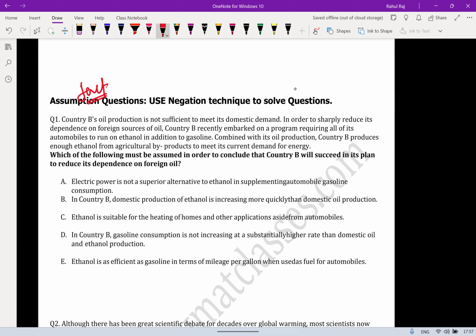What is the inference that you can draw from here? Inference means what? What is your understanding? Please understand, assumptions and inference are two corners of the ocean. Inference means what is your understanding by reading this argument?